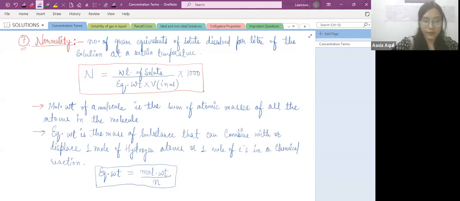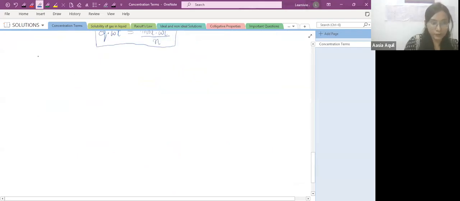Let's take one example so that it can be clarified. What will be the equivalent weight of H2SO4, sulfuric acid? First, calculate the molecular weight of H2SO4. Find the molecular weight of H2SO4 and tell me.